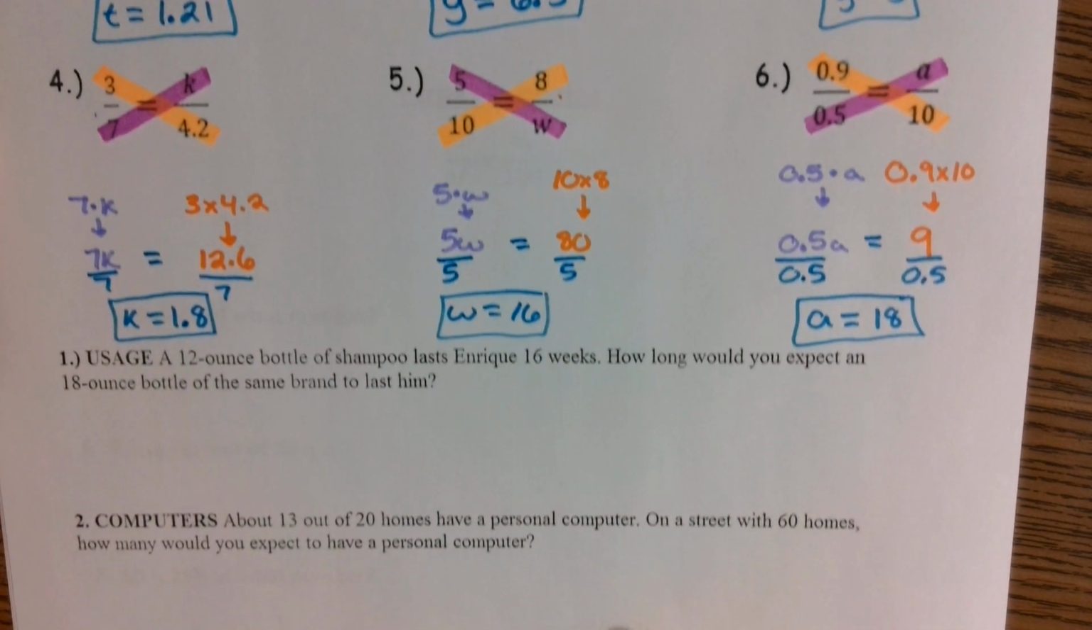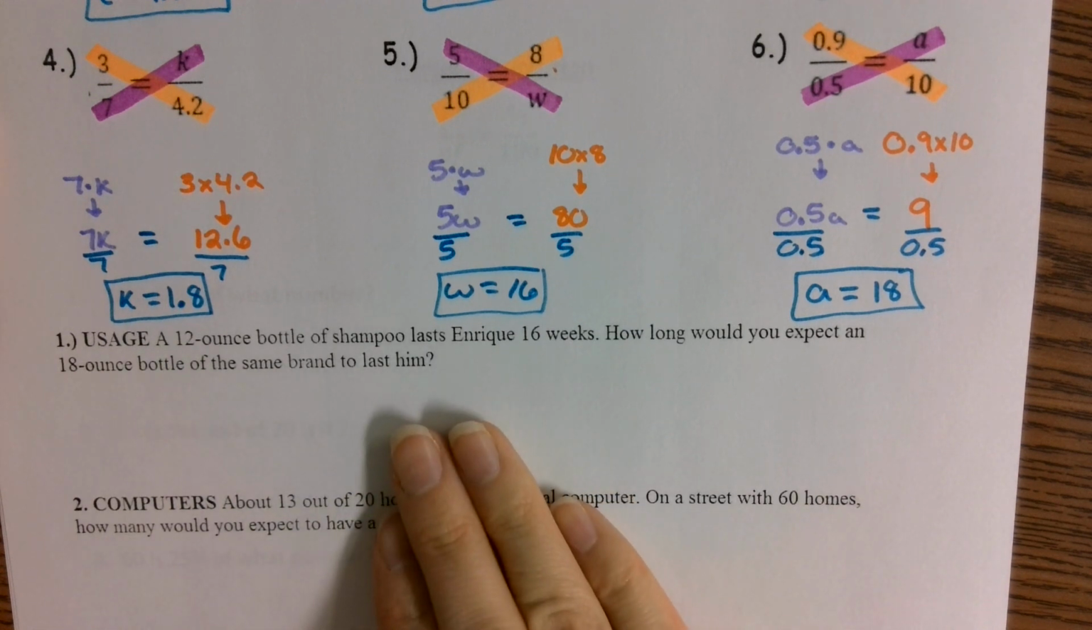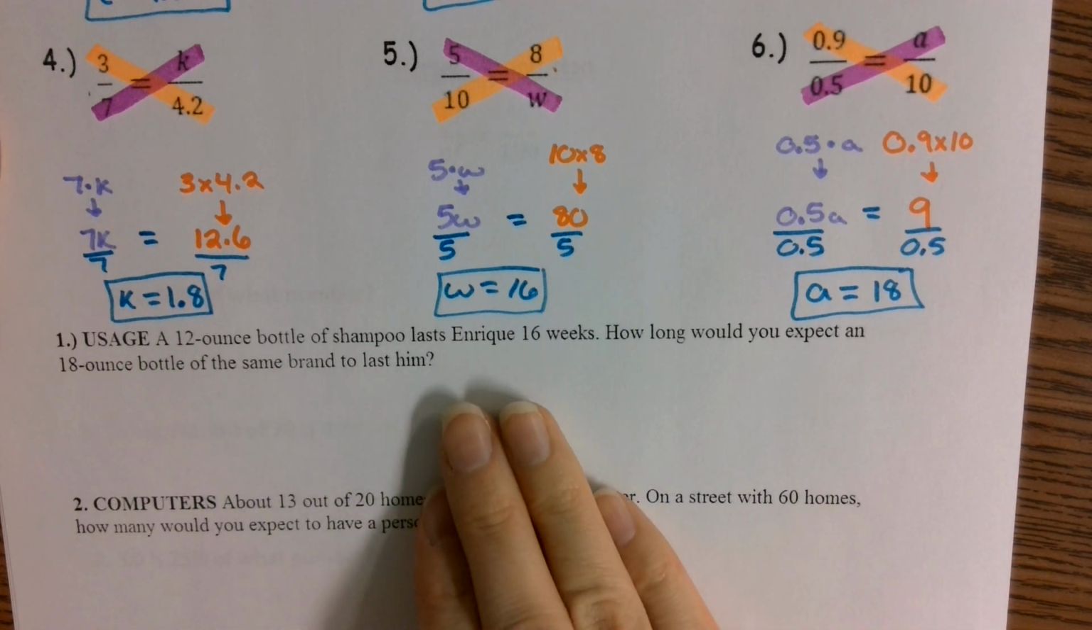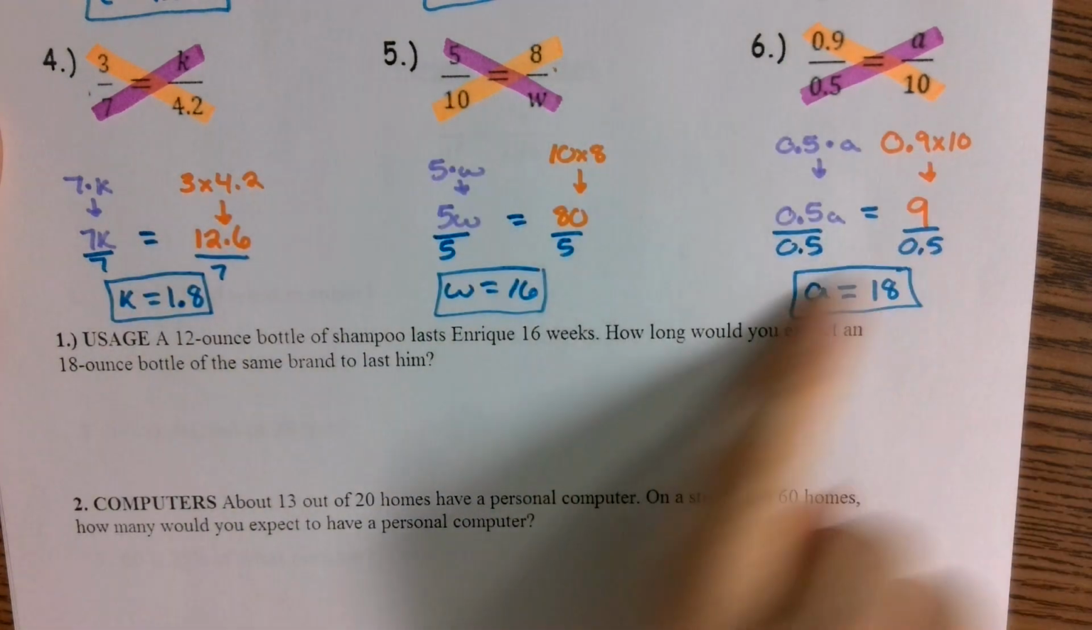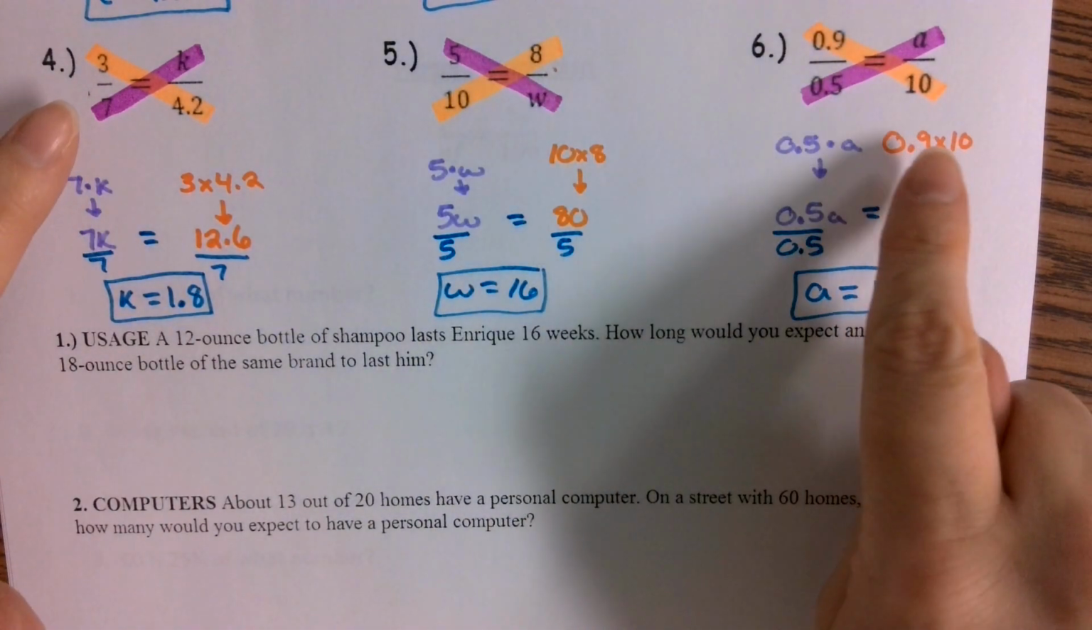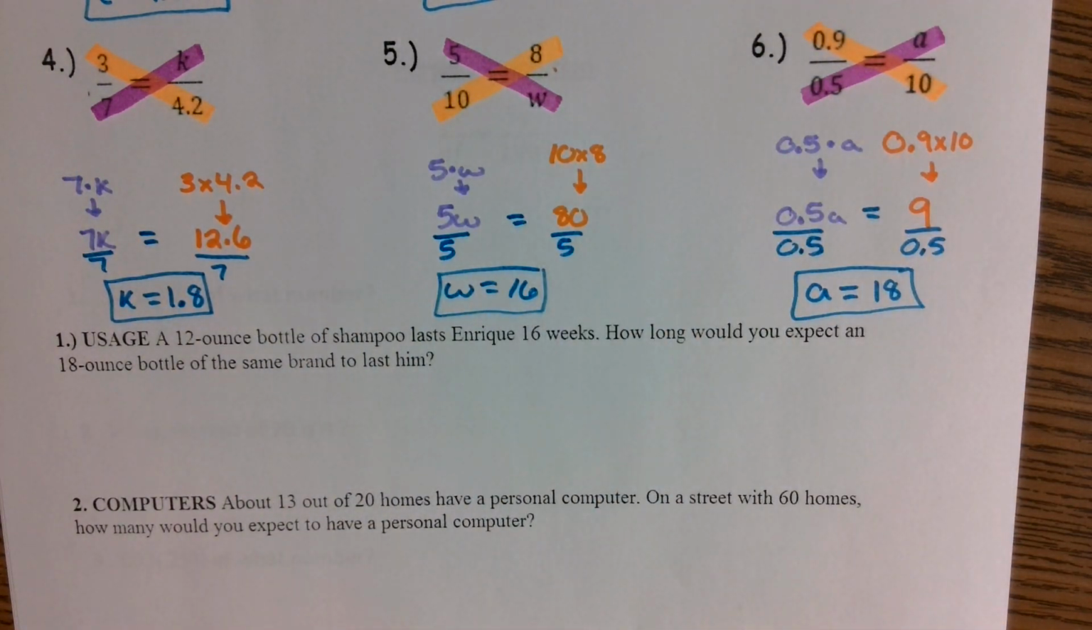Okay, let's take a look here at these problems. With these ones, what's going to happen is you have to create the proportion. So it's not going to be given to you. You have to actually set it up and create it based off of the information given to you. But it's very simple.